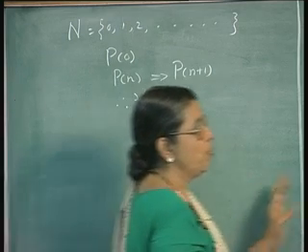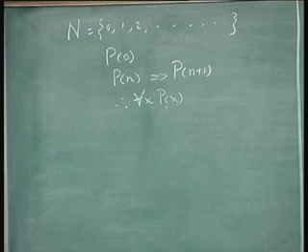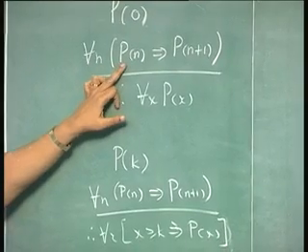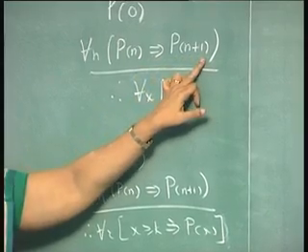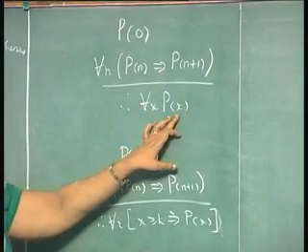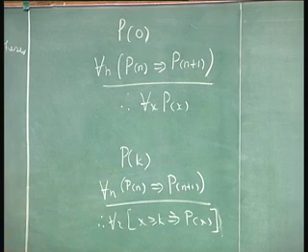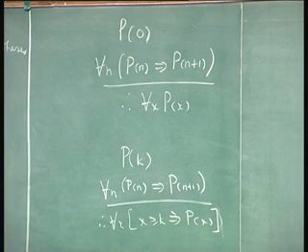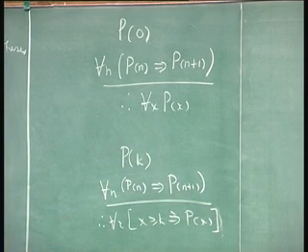What you have to prove is P(0), and then for all n, P(n) implies P(n plus 1). Then from this you can conclude for all x, P(x). Okay. So, let us take one or two proofs in this manner and see.